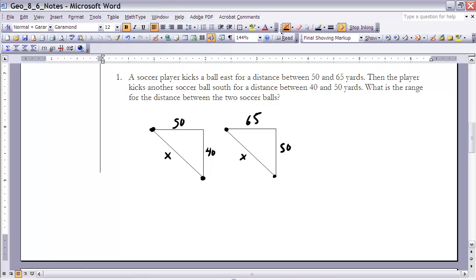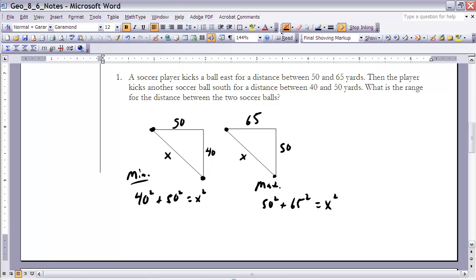So I'm going to lay this out by just taking the legs and squaring them and adding them together. 40 squared plus 50 squared equals x squared. That will give me my minimum. This is for the minimum. And then over here I'm going to say 50 squared plus 65 squared is equal to x squared, and that's going to give me my maximum.